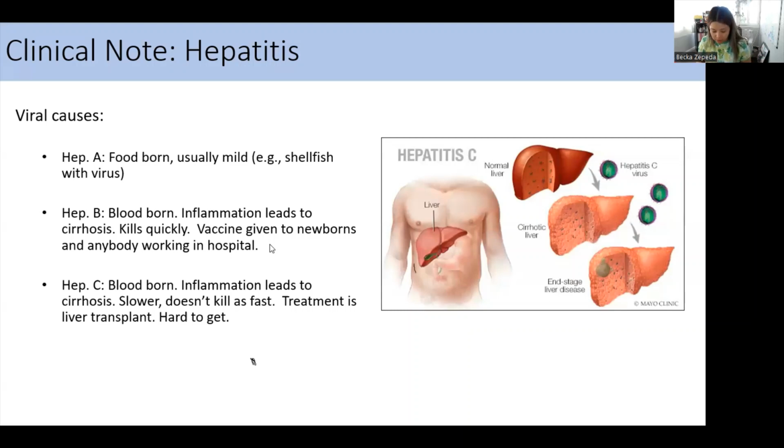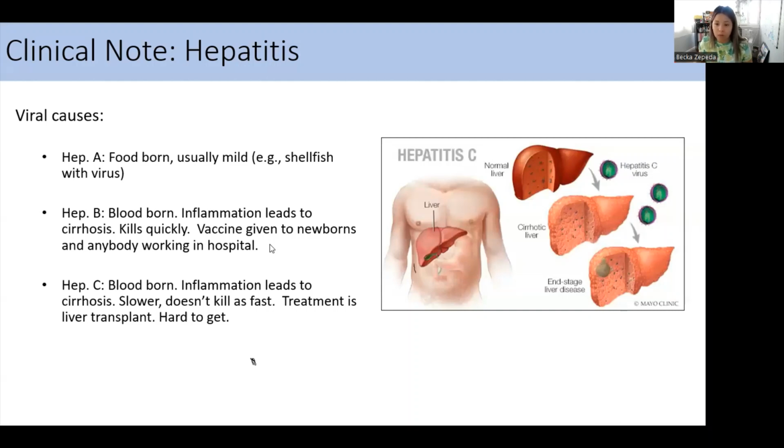Hepatitis C, though, is actually the most important infectious liver disease. It is bloodborne. It's slower, so it doesn't kill as fast, but it actually kills a lot of people. About 4 million Americans are affected by hepatitis C, and about 10,000 people die annually from it. The inflammation that it causes will lead to cirrhosis.